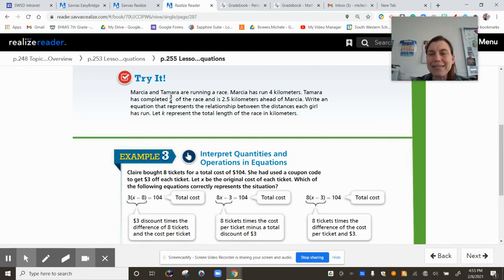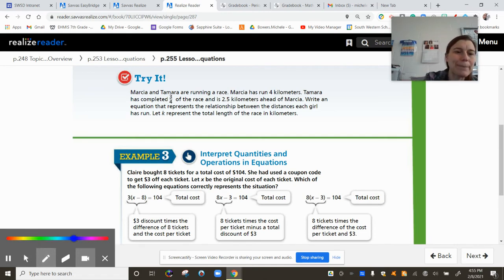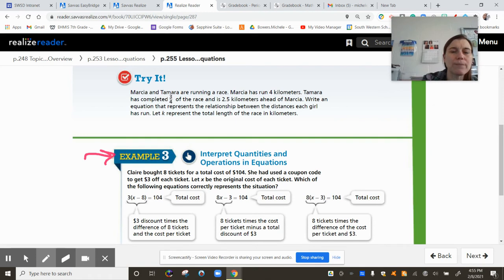Claire bought 8 tickets. So here I am, right here, example 3. Claire bought 8 tickets for a total cost of $104. So there's a total amount, the whole amount. She had used a coupon code for $3 off each ticket. So not just $3 off in general, but $3 off each ticket. Let X be the original cost of each ticket. Which of the following equations correctly represents the situation?